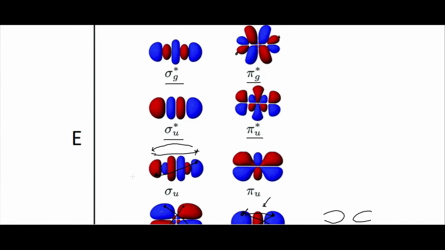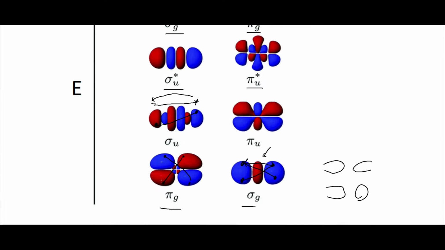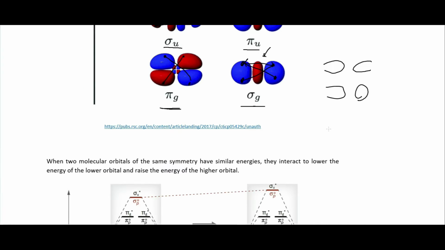The other thing to notice is that as we go up this table, we're increasing in energy. These bonding orbitals, the sigma g and pi g, are the lowest energy, so those are the most stable. Then the pi u and sigma u are the next up. Then we have the anti-bonding orbitals, which are higher energy, and so those are less stable. In fact, they're disfavored compared to the atomic orbitals, and that's why they're anti-bonding.